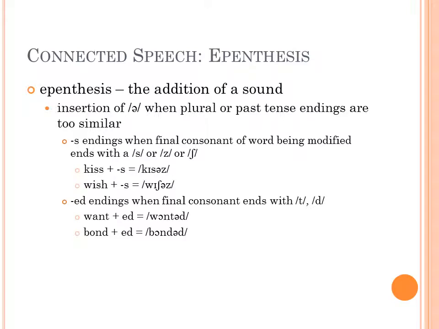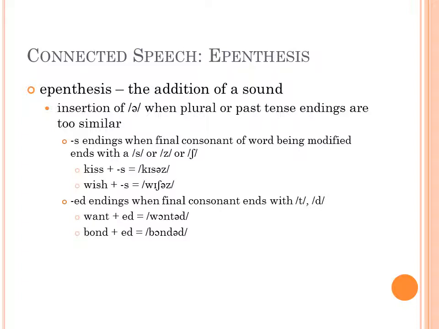With epenthesis, we have the addition of a sound. We insert a vowel or a consonant, and we usually make this insertion in order to make pronunciation easier. This will explain why we have the insertion of a schwa, an uh, when plural or past tense endings are too similar to the consonant that precedes them.